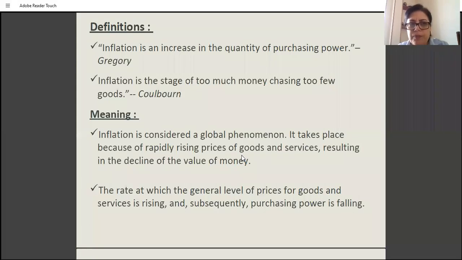Okay, so look, you see on this slide the different approaches of different scientists to inflation. That's the two sentences you see on the slide, and the first author is Gregory, and the second one is Colburn. They are different scientists, economists. So inflation, in the first approach, is an increase in the quantity of purchasing power. In the second approach, inflation is the stage of too much money chasing too few goods.